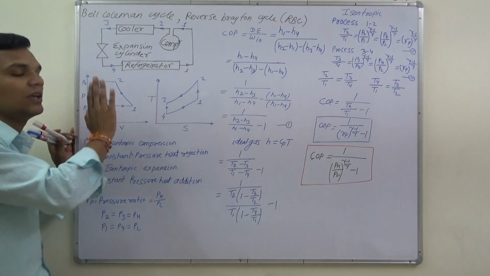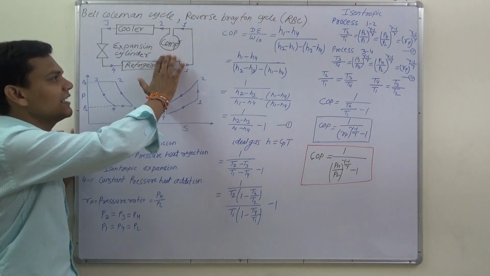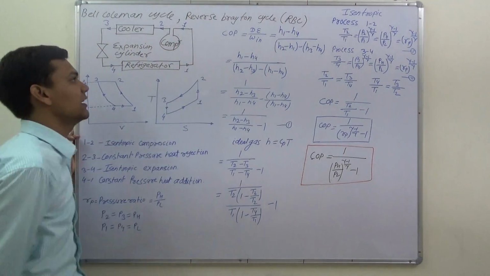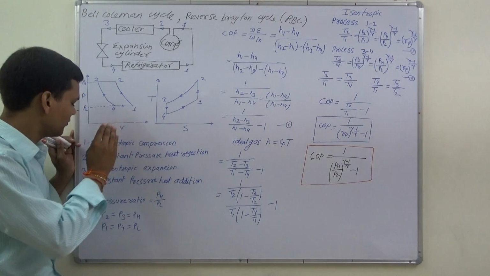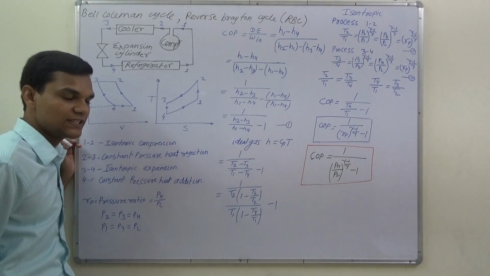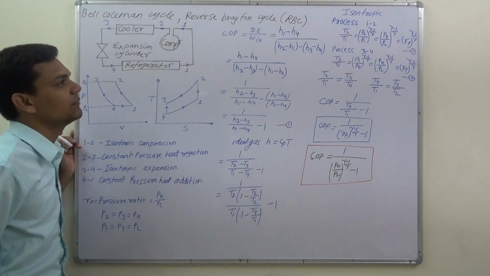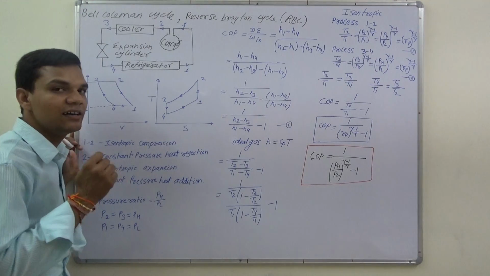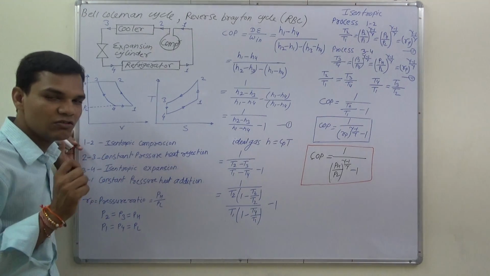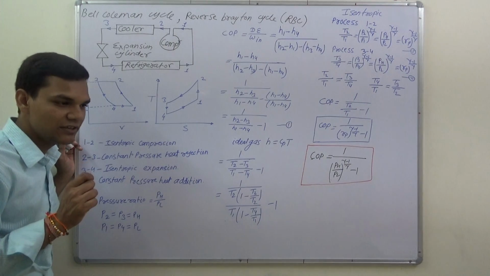Here I draw the line diagram and also write the names of the various components. I also draw the PV and TS diagrams and write the names of the various processes executed in the reverse Brayton cycle. Before that, there are some standard assumptions, in which we take some assumptions.